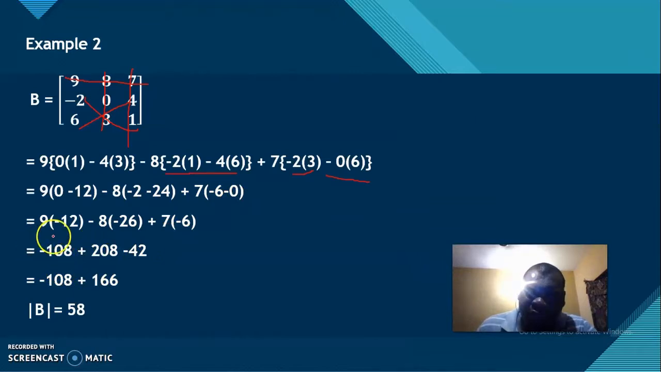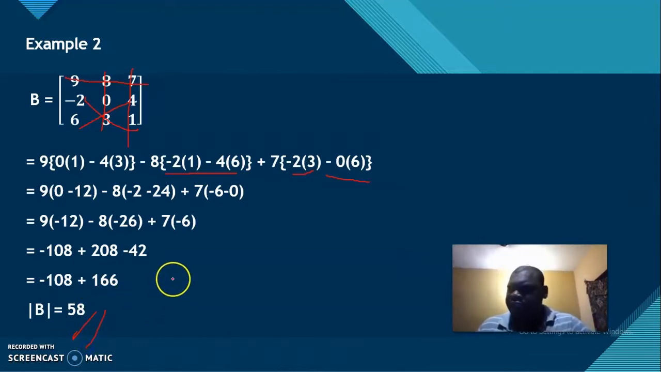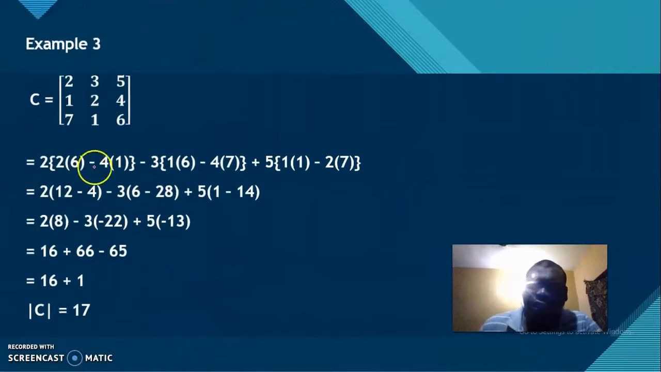So 9 times minus 12 is minus 108, plus 8, minus 8 times minus 26, minus times minus gives us plus 208, minus 6 times plus 7, or plus 7 times minus 6 gives us minus 42. So with this minus 108 plus 166, we have plus 58. You can see it there. So that's the example. Let's look at example 3.